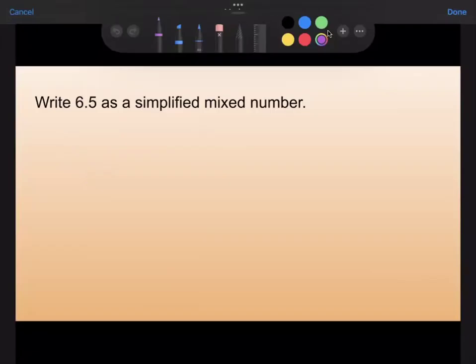Okay, here's our next one. We're going to write 6.5 as a simplified mixed number. So I'm going to go ahead and rewrite 6.5 here. Okay, and as we've talked about in previous examples, everything to the left of the decimal is the whole number. So I'm going to make the whole number for our mixed number 6.